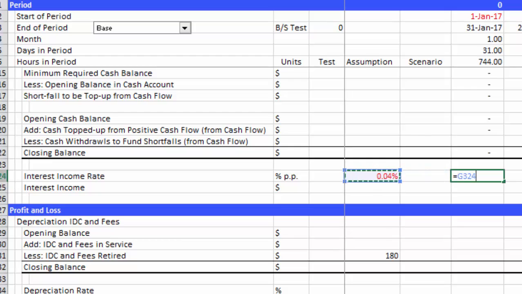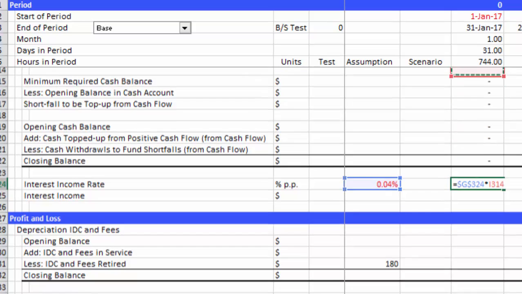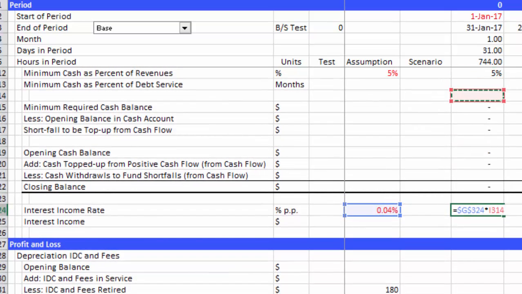And then we have the percentage of the interest income, which is adjusted to be monthly.